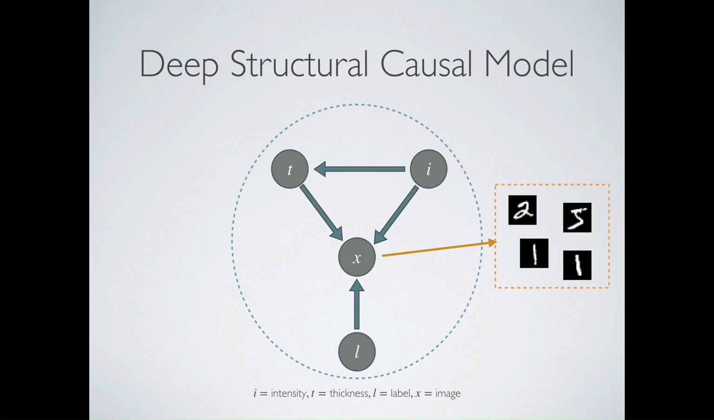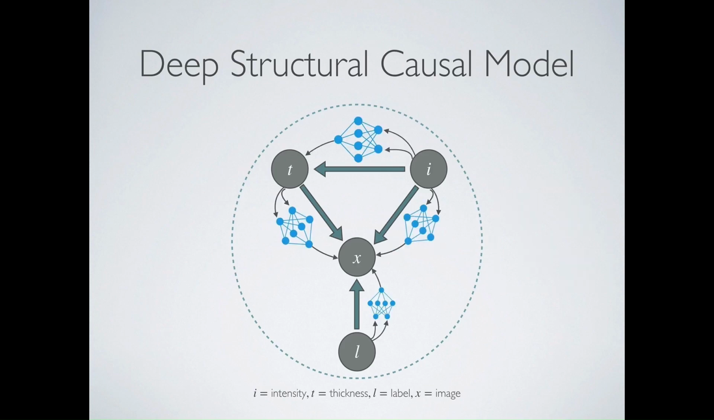Based on different settings of the intensity, thickness, and label, we can create different images. This is where deep learning comes in. Each arrow can be modeled as a deep neural network, which takes as input the causes and creates the features. We would call these generative networks because they're generating each feature. Now that we know how to synthesize observations, we can ask questions whose answers will be counterfactuals.